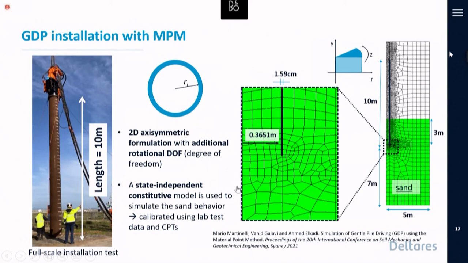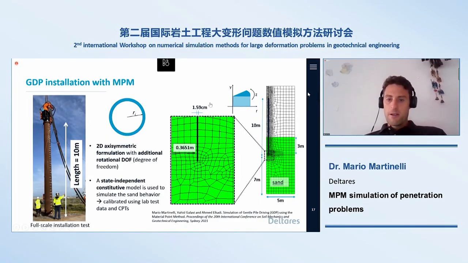And also we use, for this case, a state-independent constitutive model to simulate this behavior at the beginning. So you see the cross section of the model. So this is a pile. The mesh refinement is around the pile, and at the beginning it also uses a moving mesh approach. So part of the mesh is constant, and the other is compressing.